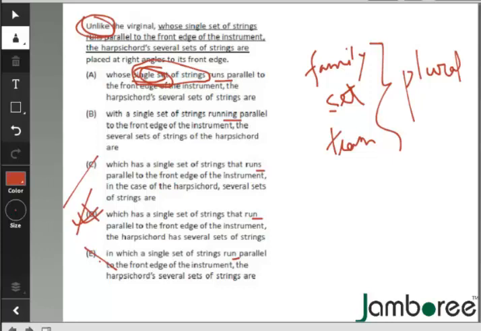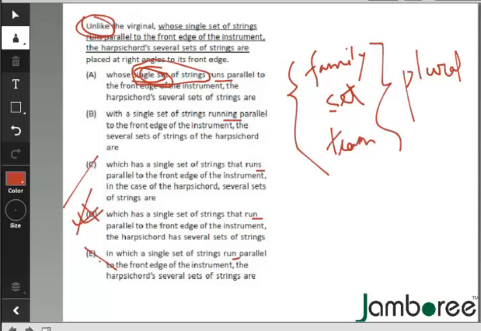There is not a quicker way. It's just that the GMAT does not test a lot on those. These are the ones that they test on: family, set, team. You just need to remember this. So when these are said, like a family of four people, then it will be plural. It's not going to be singular.